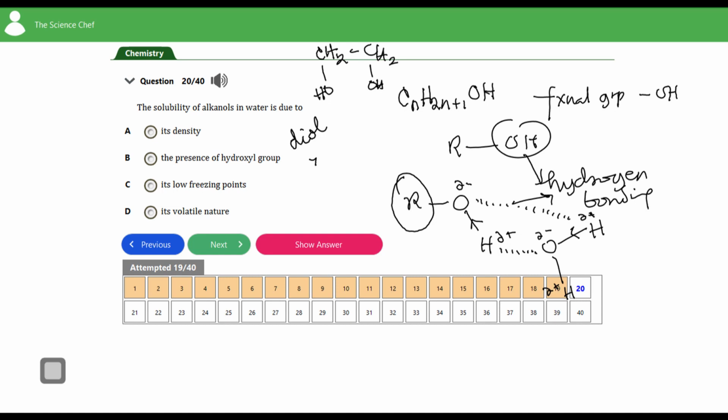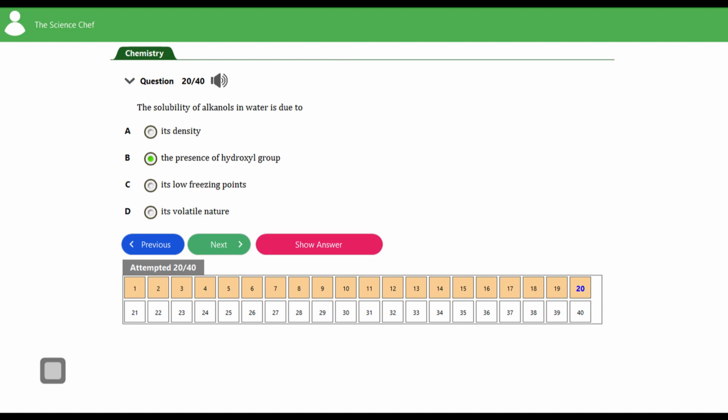Then the hydrogen bonding is also responsible for the high boiling point of alkanols, because it allows the alkanol molecules to bond with themselves strongly. Now, the hydrogen bond is formed when a hydrogen atom is covalently bonded to any of oxygen, nitrogen, and fluorine, and is now bonding with any of these other atoms in another molecule, as we have seen here. So the answer to this question is B, the presence of hydroxyl group. It cannot be low freezing point, neither can it be density or volatile nature.